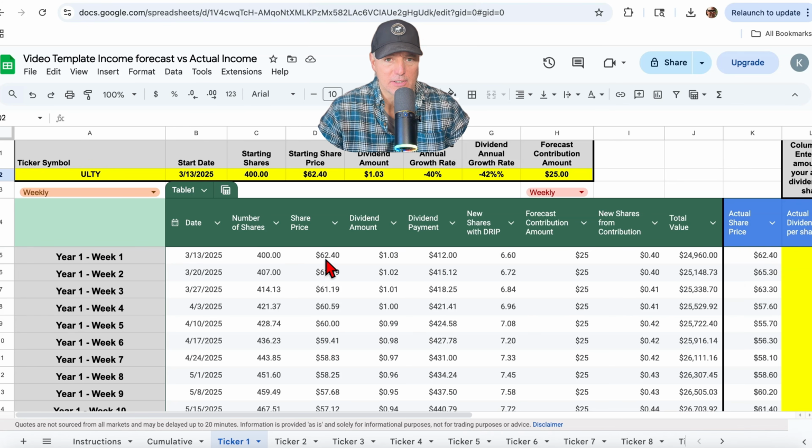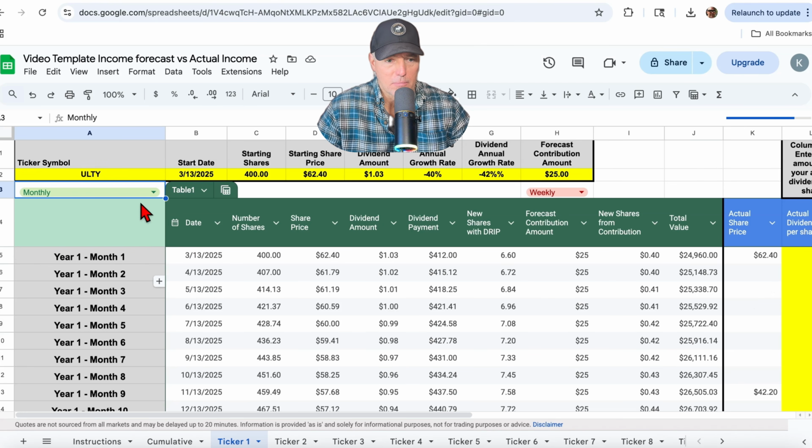As you can see here, we have what our share price is. You can see the price here. Then you can compare it over here in column K to what it actually is. And that's based on this date. You put in the date here. It'll start on week 1, year 1, week 1. And it'll go down because this is a weekly payer right here.